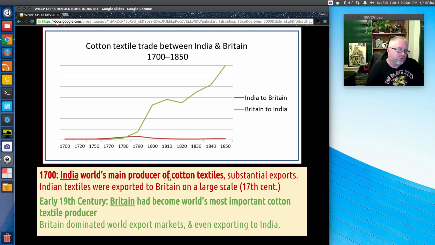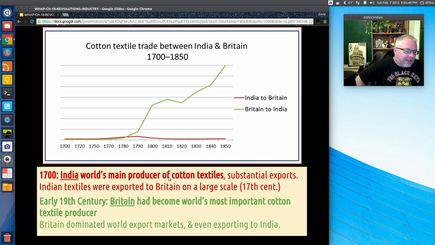In 1700, India is the world's largest and main producer of cotton textiles, as I mentioned. And Indian textiles were exported to Britain on a pretty large scale. So they would be sailing there and bringing back what they needed. They bring back the raw cotton in many cases, and then turn it into textiles in small, handicrafted ways. It's kind of like a home-cooked way of doing textiles. It's not in a big, huge factory, but people were still doing this.